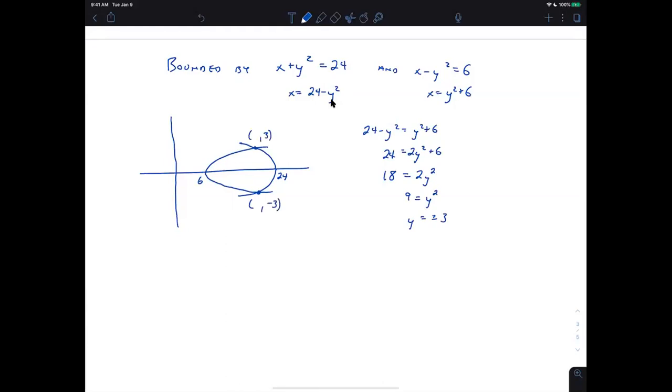And so then the x values you can get by plugging into this. 3 squared and negative 3 squared is 9. 24 minus 9 is 15. And so we've got that diagram. Again, it's not perfectly to scale. It's for sure more symmetric than that, but it will work.